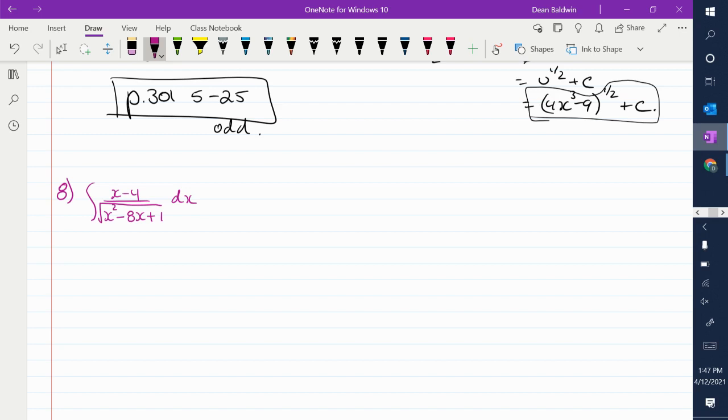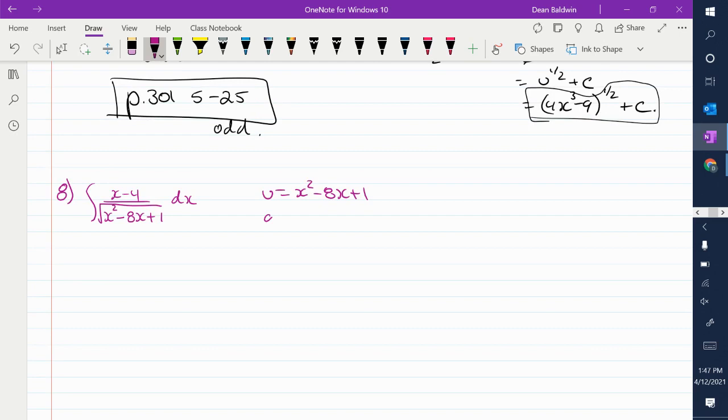It could if you take out a 2, right? But the main thing is we go from a quadratic in the denominator inside the square root to a linear in the top, right? So I know that the bottom has to be my u because I'm going to do the derivative of it. So u is equal to x squared minus 8x plus 8. So then du is 2x minus 8. Multiply the dx up. And I get that.